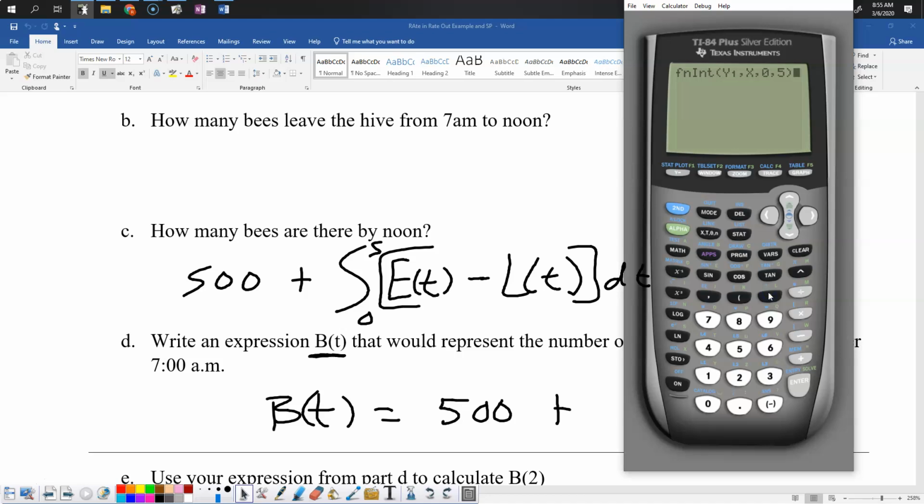And does anybody else have an ugly one like mine today? You guys all have nice calculators? Okay, good. So you don't need to worry about it. But anyway, there it is. You just go ahead and push enter.